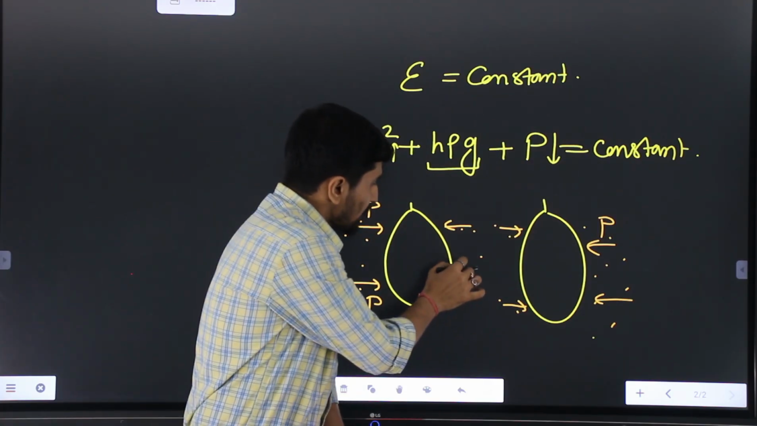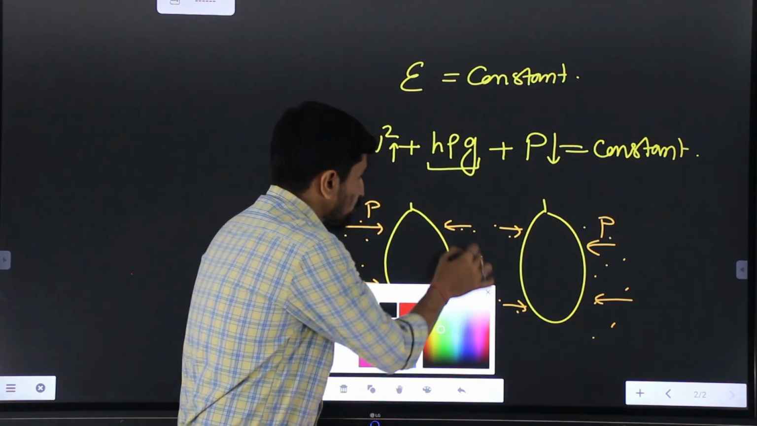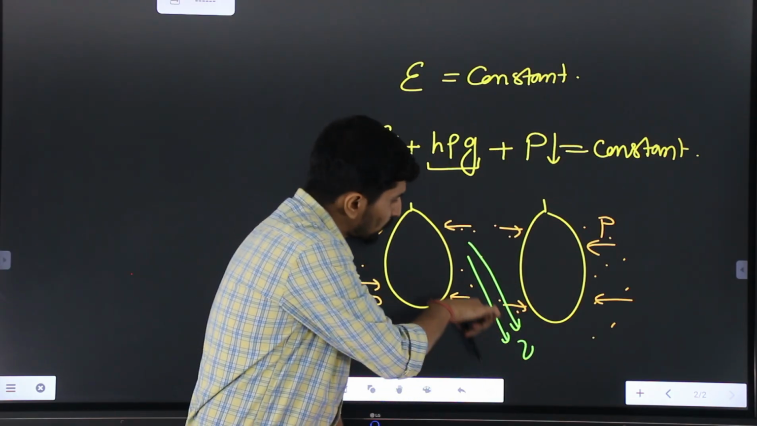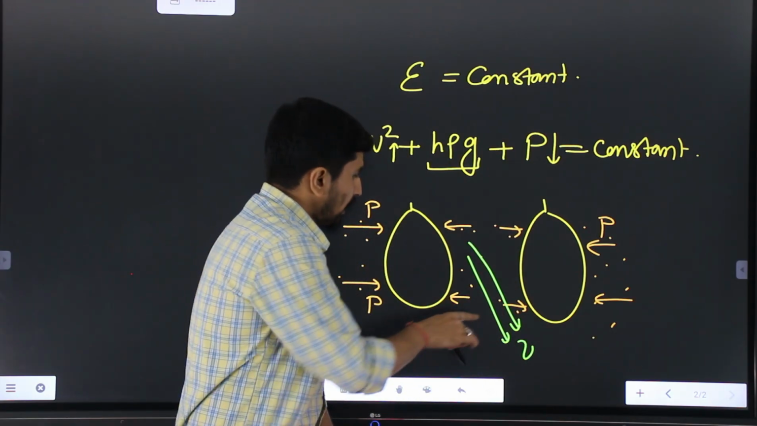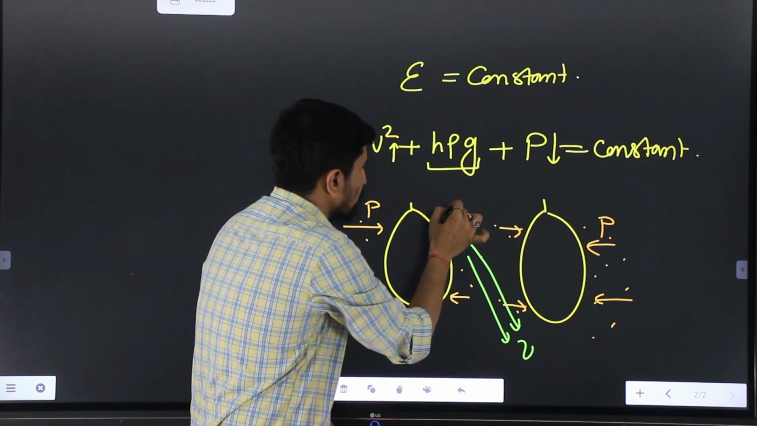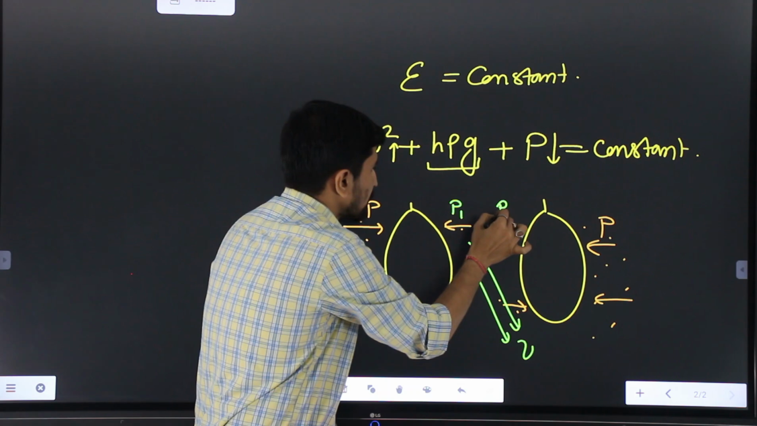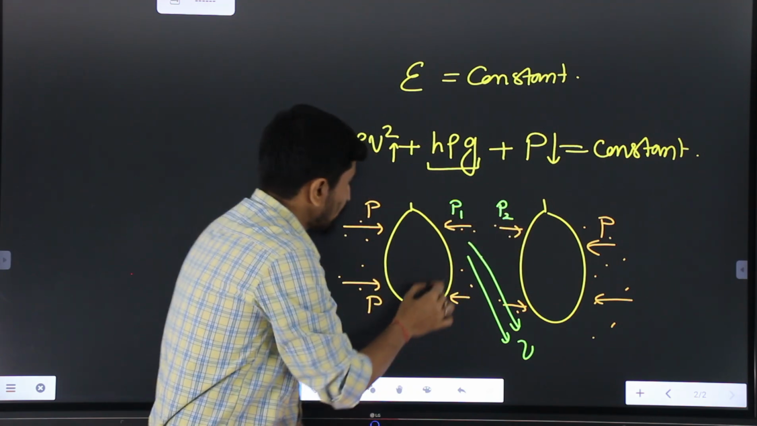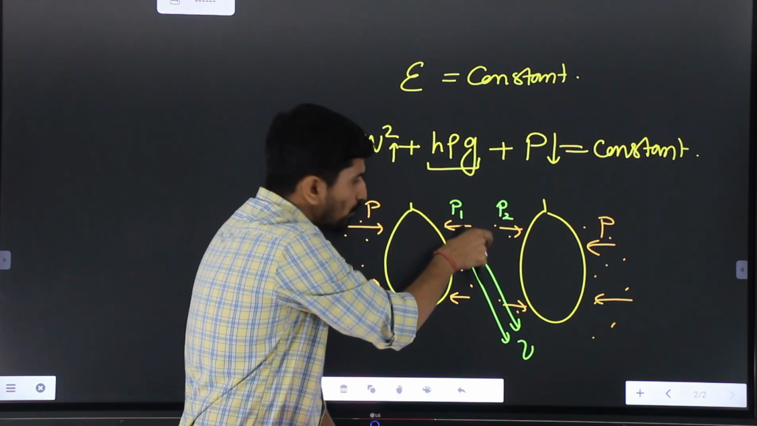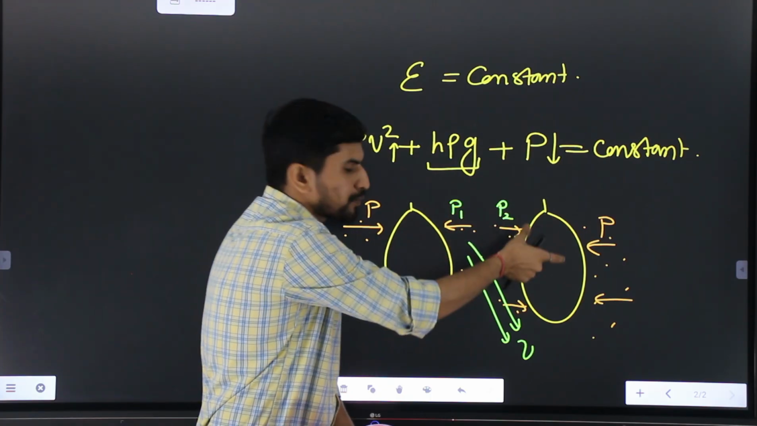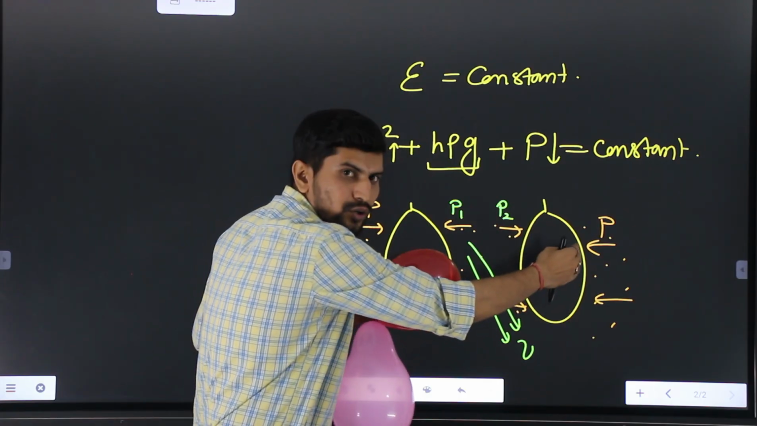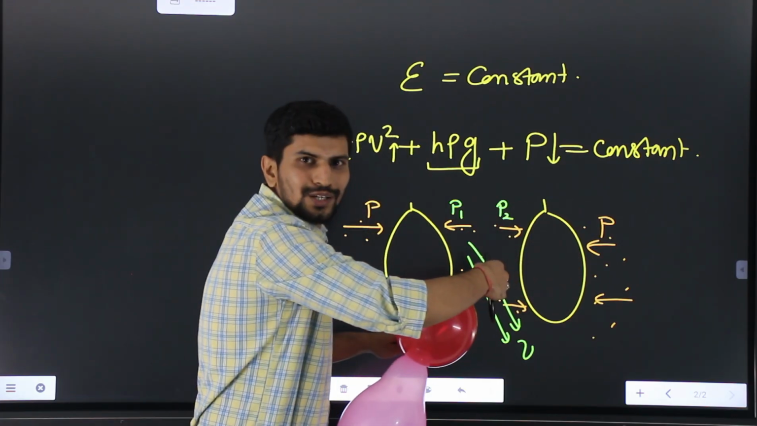Now, as I blow some amount of air through this particular region, the speed of the air particles will increase in this region. As a result, since the speed is increasing, the pressure will decrease. So here the pressure will decrease, right? Therefore, there is an imbalance of pressure. The pressure between the balloons will be less and the outside pressure will be more. Therefore, this excess pressure will make the balloons come closer to each other.